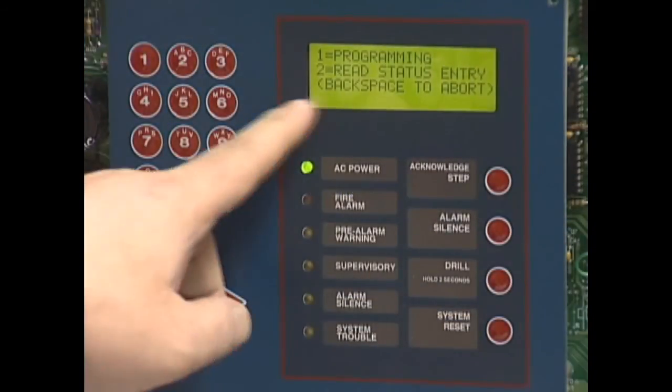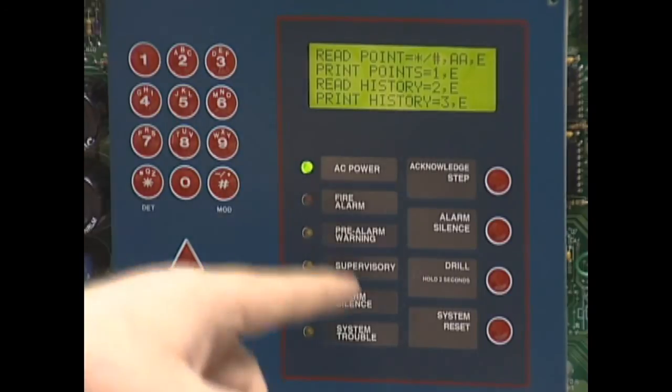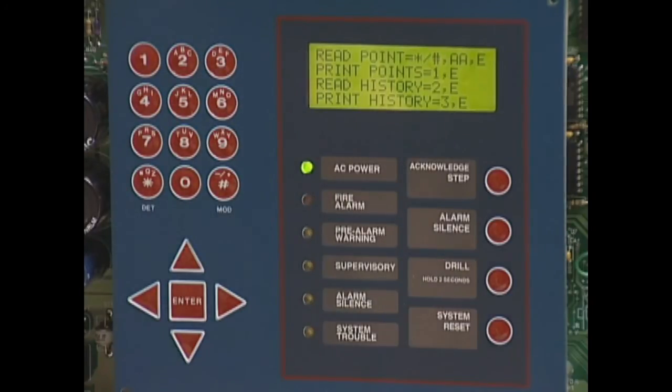We're now going to go into the read status entry. Press the enter key and it'll ask you for the read status entry, press 2. Press your number 2 key and it'll read out if you want to read your point, which is your detector or module, print history points, which you can't do because you don't have a printer hooked up, read your history buffer, or print your history.